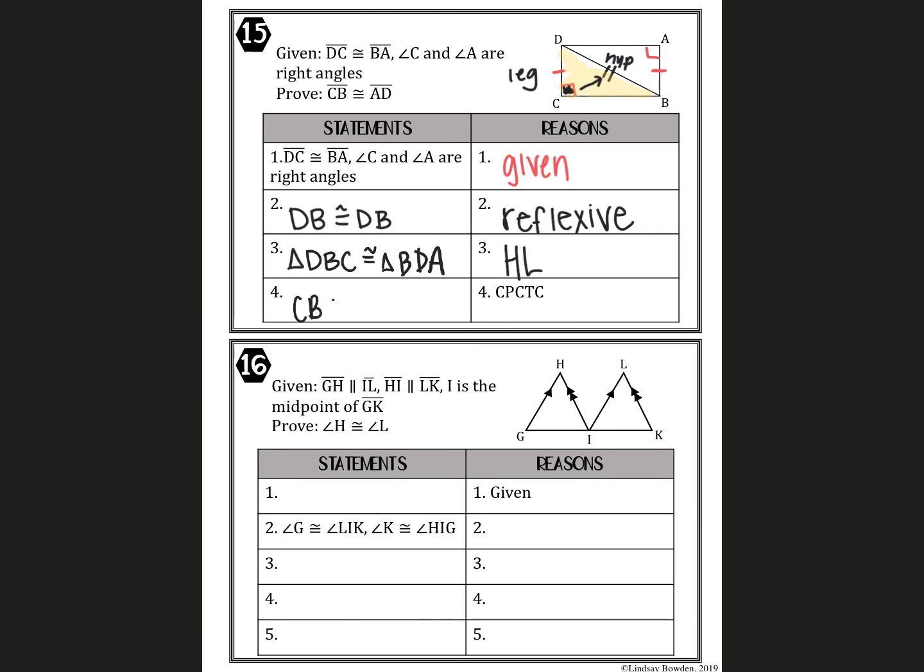After you've proved your triangles are congruent, we can prove CB is congruent to AD because corresponding parts of congruent triangles are congruent.